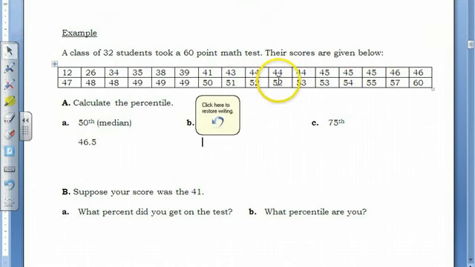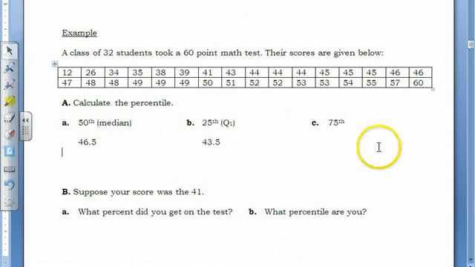So that is 43.5 for the lower quartile and 51.5 for the upper quartile, or Q3, or the 75th percentile.